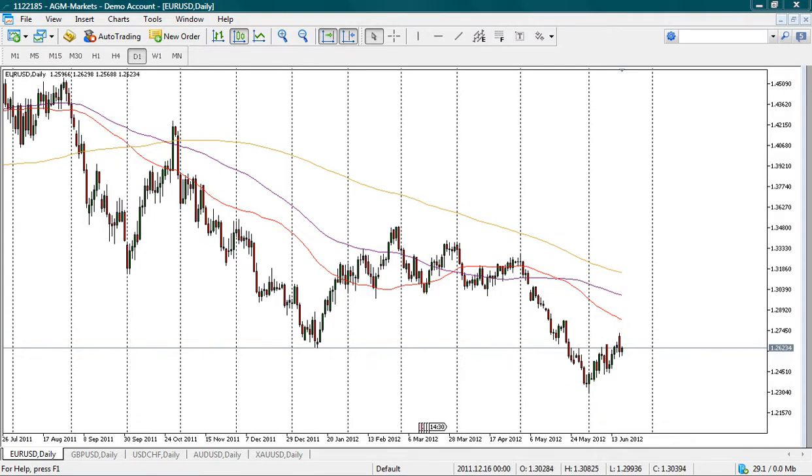If any new followers, we do have 3 moving averages in each of these charts. The red one is a 55 simple, the purple is a 100 simple, and the gold is a 200 simple moving average. Okay, let's have a look at Euro dollar.